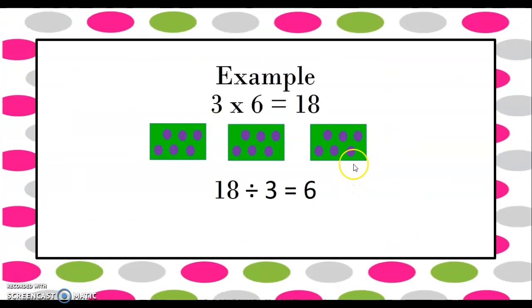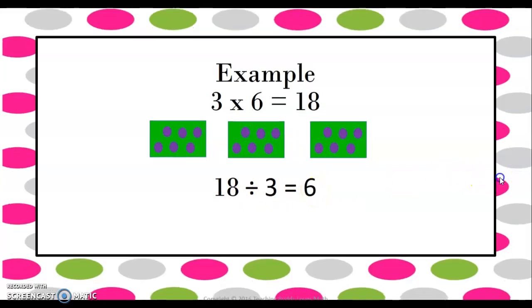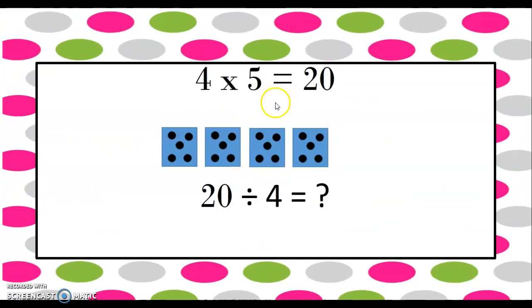All right, so in this example, here's another one. 3 groups of 6. 3 times 6 is 18. I could turn that around and say 18 divided into 3 groups would give me 6. 4 times 5 equals 20. 4 groups of 5. Or I could take 20, divide it by 4. What do you think that's going to give me? You got it. 5. 20 divided by 4 would equal 5.